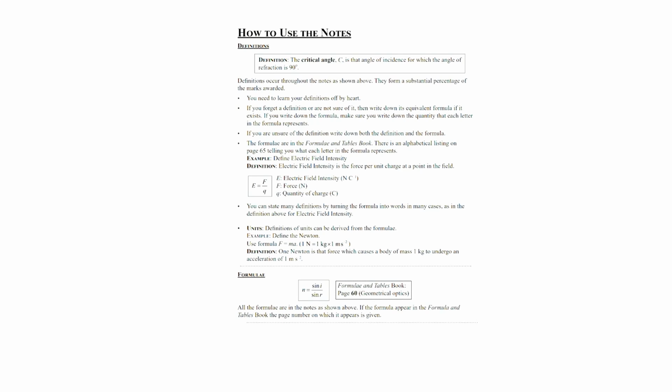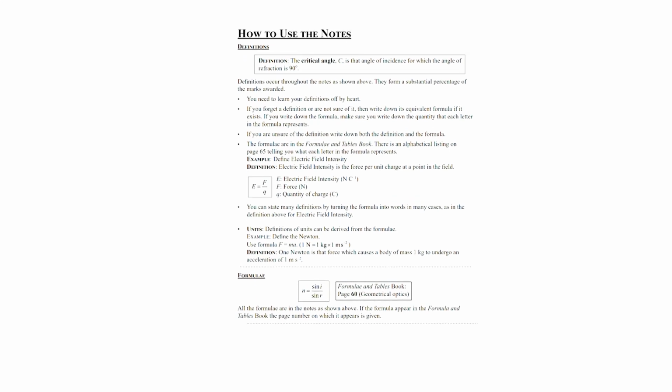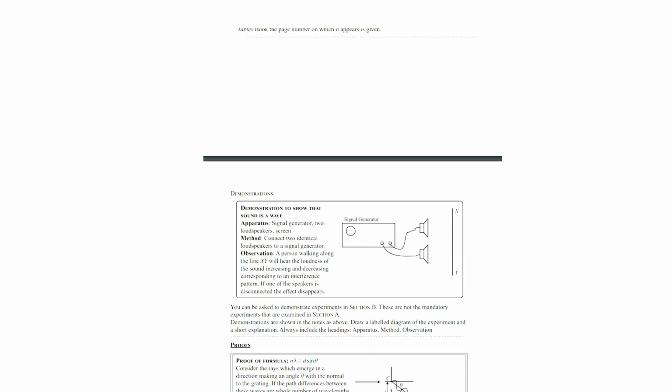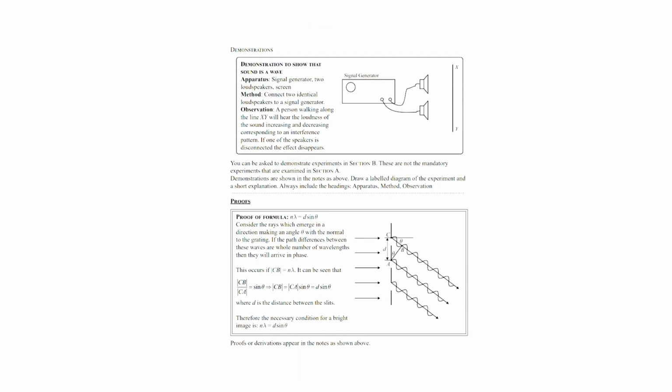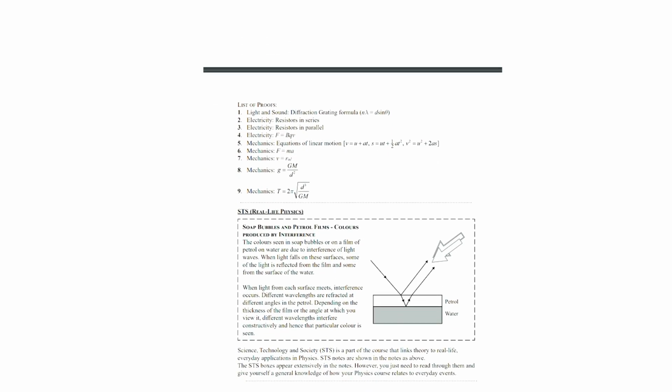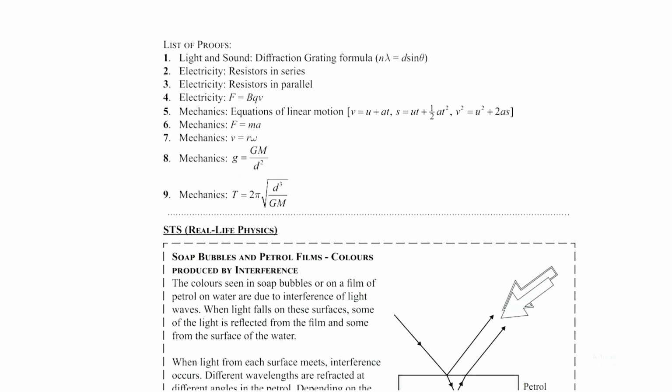So how do I use the notes? Well, I've told you about the definitions. They're in boxes like we see at the top of the page. There's my formulae. There's my demonstration examples with the method and the observation. There's my proofs. Here's a list, by the way, of all the proofs that you need for the Leaving Cert.